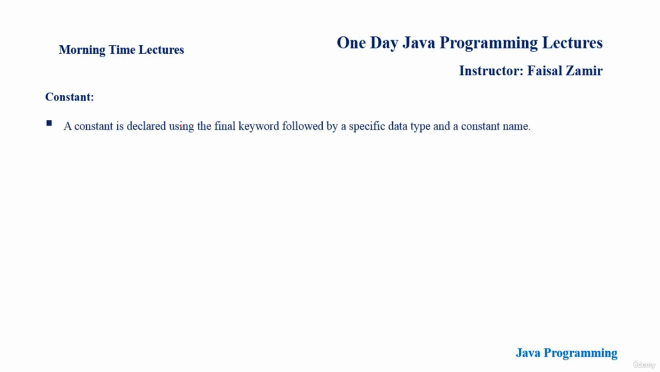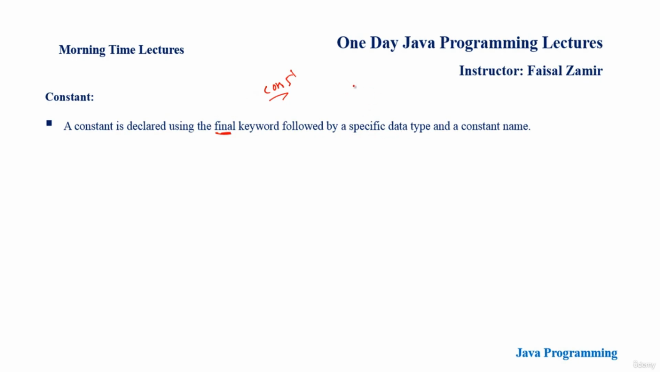Actually, a constant is declared using the final keyword. You have to put the final keyword before your variable's data type, and then the variable will be converted into a constant. That value will not be able to change. We use the const keyword in C++ and other programming languages, but in Java you have to use the final keyword to make any constant.